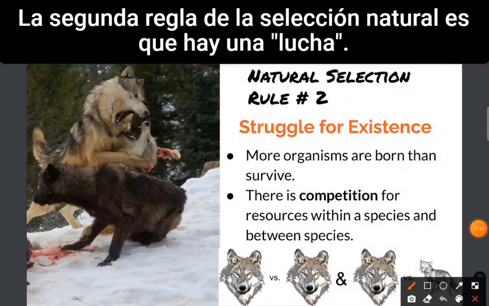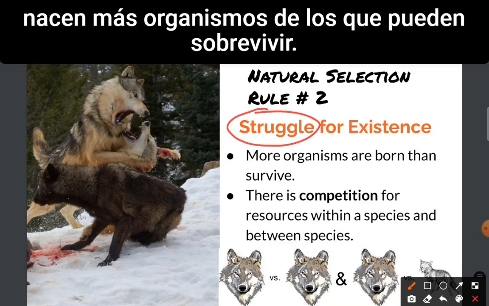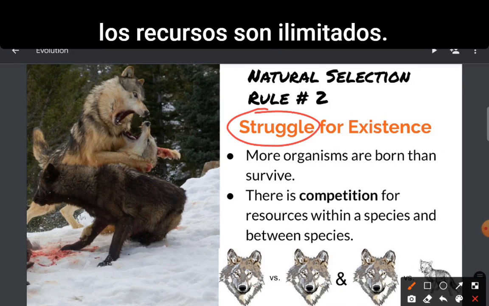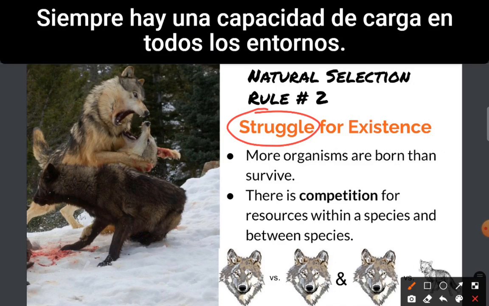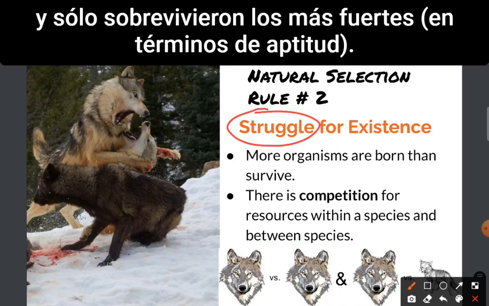The second rule of natural selection is there is a struggle. As was proposed by Malthus, the statistician, there is always more organisms born than can survive. This is because we do not live in a perfect world where all resources are boundless. There is always a carrying capacity in every environment. Because of this carrying capacity, organisms must compete, and it is only the strongest in terms of fitness that survive.